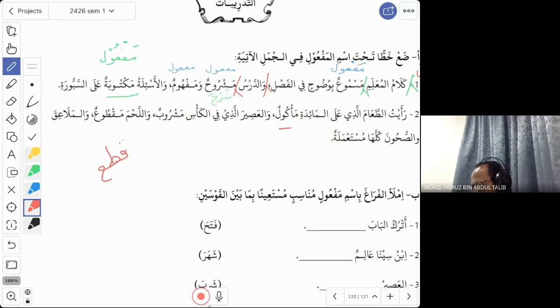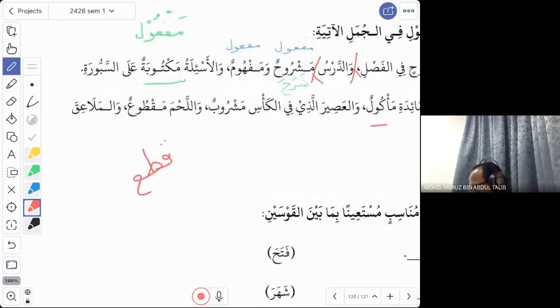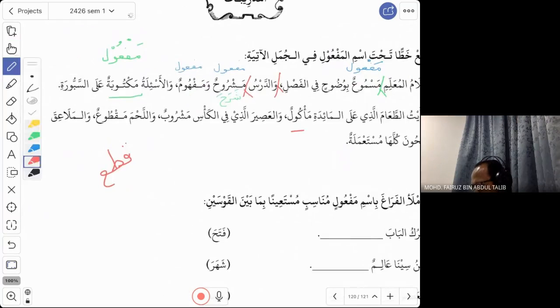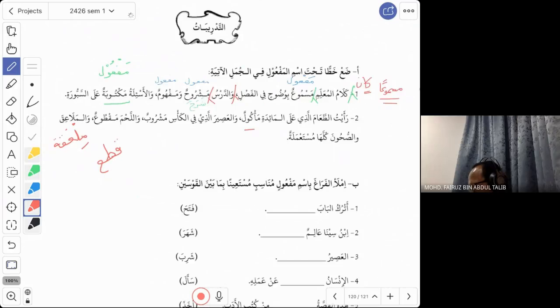Walha lahma maqtu'. Wal mala'iqa was suhuna kullaha musta'mala. Al mala'iq referring to the mil'aqa, the spoons. If you say mil'aqa, mala'iq is the jama' for the word mil'aqatun, mim, lam, ain, qaf, ta. Spoon. So the spoons, mil'aqa or mala'iq, was suhun. And suhun is jama' for the word sahnun, the plates.